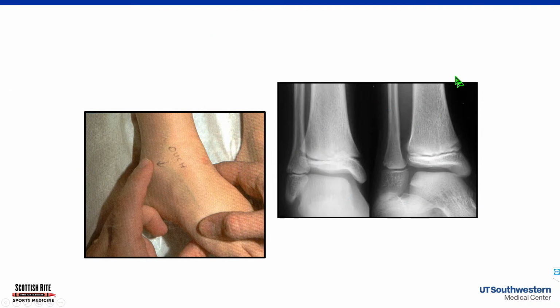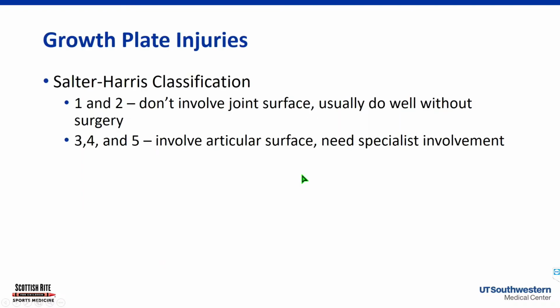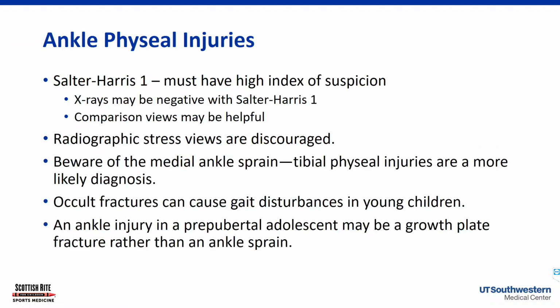Let's look at a Salter-Harris 1 fracture of the distal fibula. This is a patient who says it hurts right in through here. Where does that line up on an x-ray? Well, there's that distal fibular physis in through there. So again, as we said, the 1s and the 2s don't involve the joint surface and typically do pretty well. 3s, 4s, and 5s, you need a specialist.